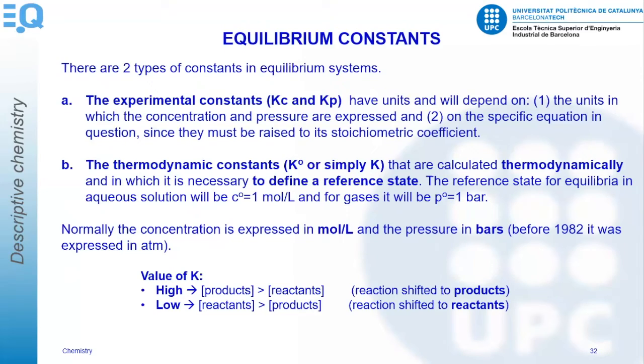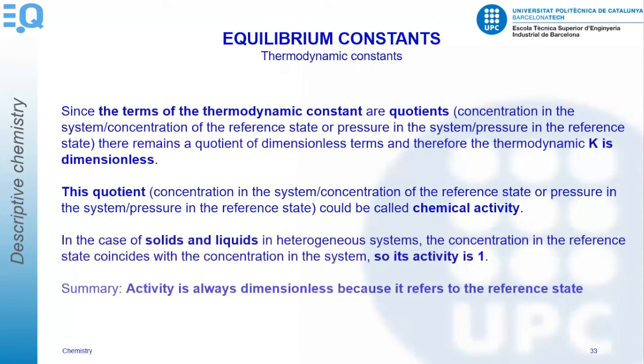The second type are the thermodynamic constants. We need to define a reference state for them, which is usually 1 mole per liter in solutions and 1 bar for gases. Let's explain more about the thermodynamic constants. The terms in them are just quotients between the concentration or pressure in the system divided by the one in the reference state, and therefore the units cancel each other, and the final constant K is dimensionless with no units.